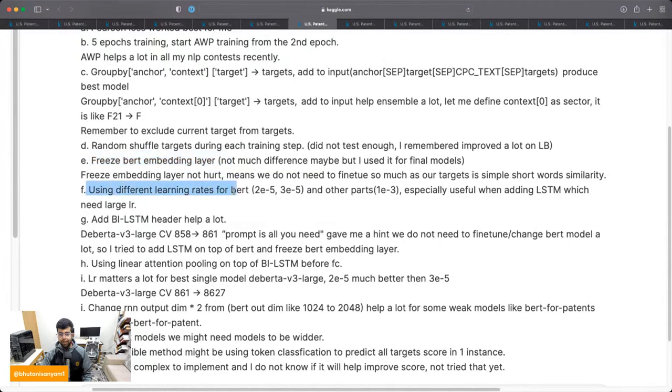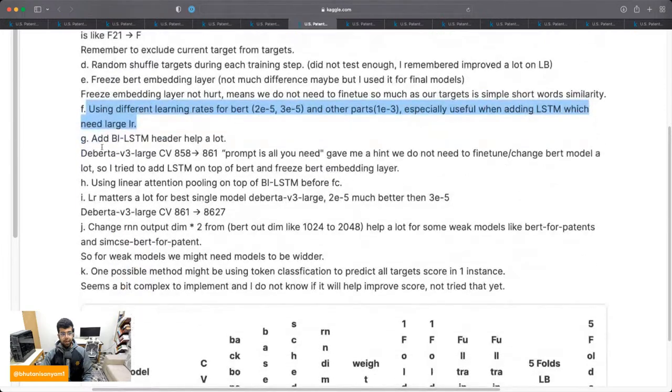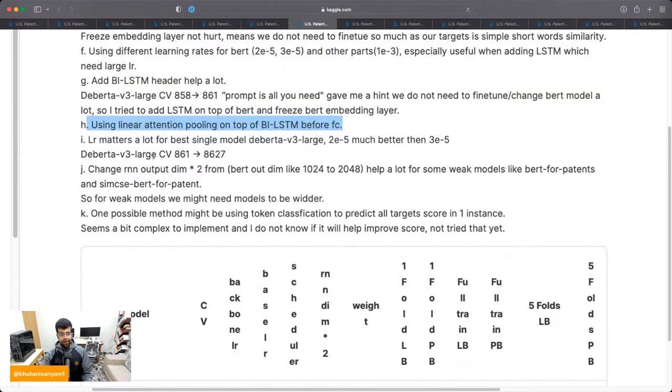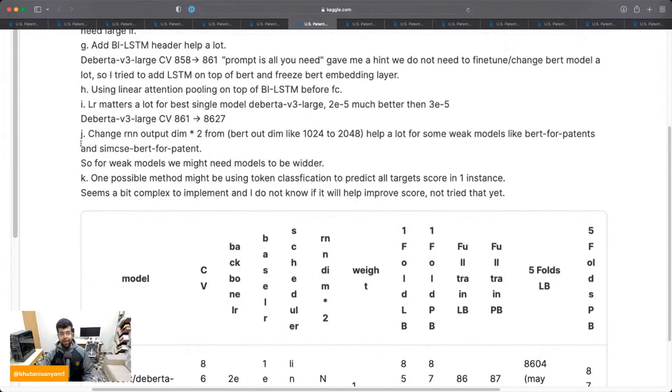And he had used different learning rates for BERT and other parts, especially when adding LSTM. He had added a BiLSTM head, which he says helped a lot. Some team, I think, had their name as Prompt Is All You Need. So that gave him a hint that maybe he doesn't need to change the BERT model. So he added LSTM on top of BERT. He used linear attention pooling on top of the BiLSTM before the fully connected layer. And he says learning rate matters a lot. He had also changed the RNN output dimension into 2, which helped weak models.